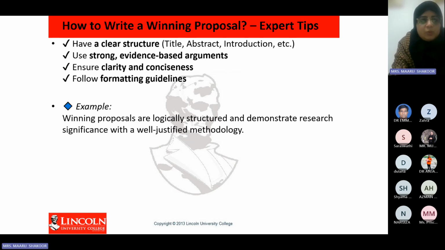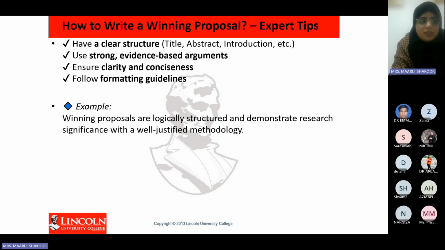How to write a winning proposal? Have a clear structure: title, abstract, introduction, and all these things. Use strong evidence-based documentation. Ensure clarity and conciseness. Again, clarity, conciseness, and it should be detail oriented. Follow formatting guidelines. Format should be there. You can't ignore that at the end and say, I can format it later.